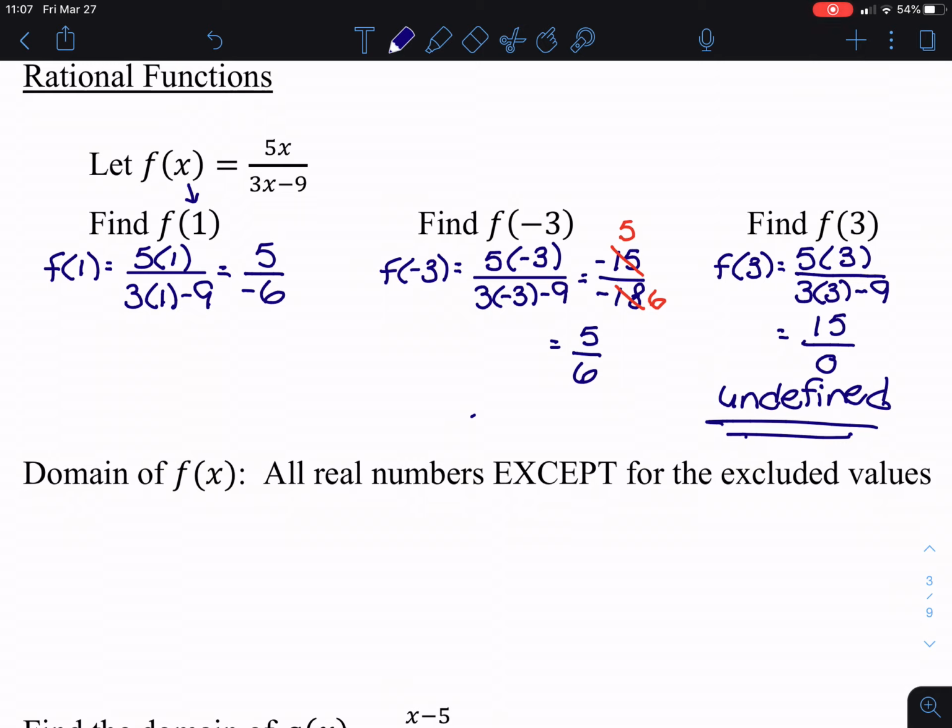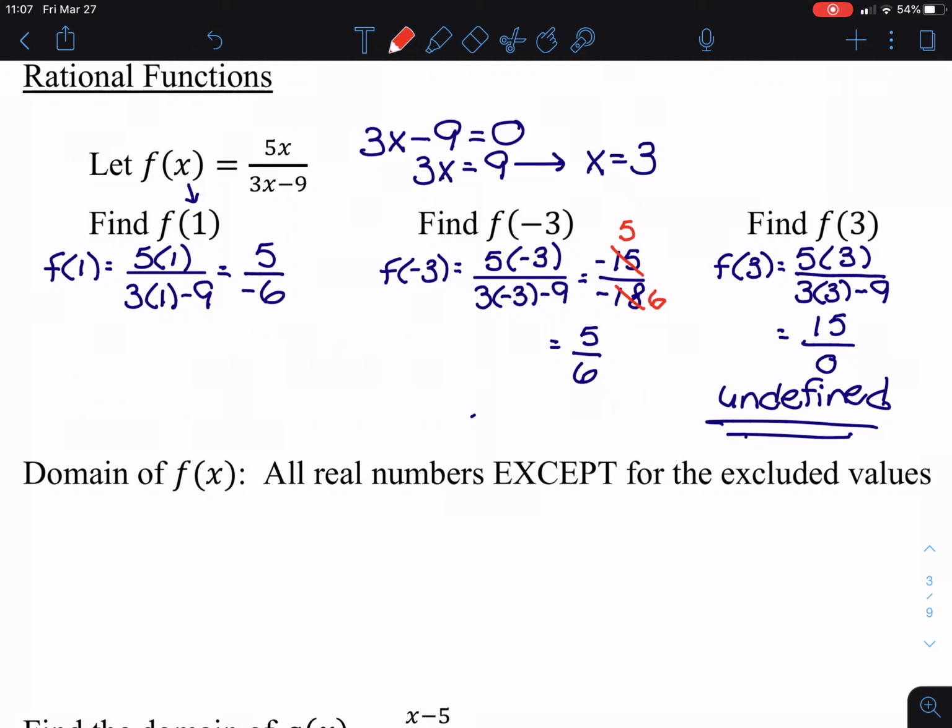So if you remember, the domain of a function are all the numbers that you are allowed to put into that function. So for a rational function, the domain is going to be all real numbers except for those that are excluded values. So if we look over here at f of x, and we notice that the denominator is equal to 3x minus 9. Well, if I set that equal to 0, that means that 3x is equal to 9, and we wind up with x equal to 3 as our restricted value.